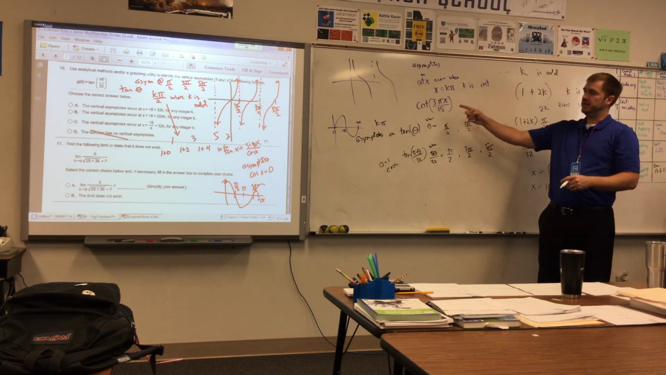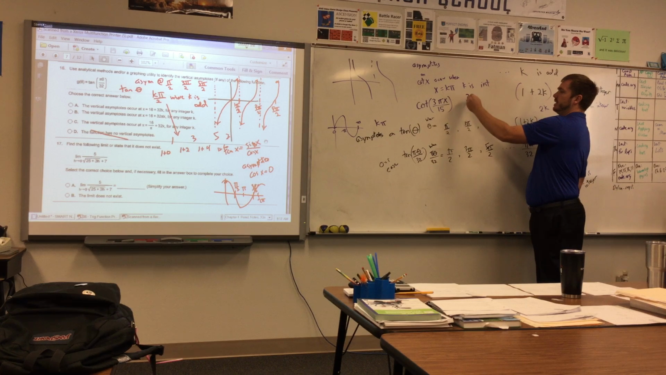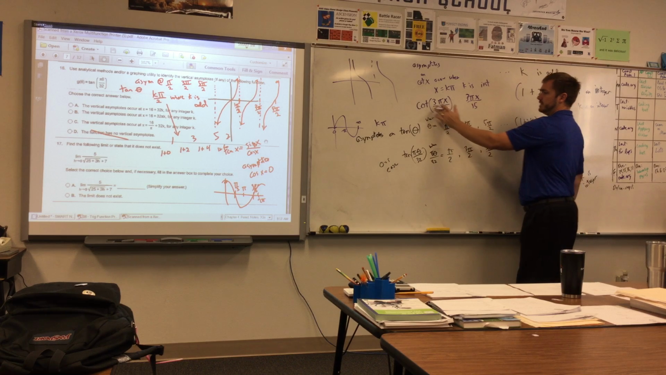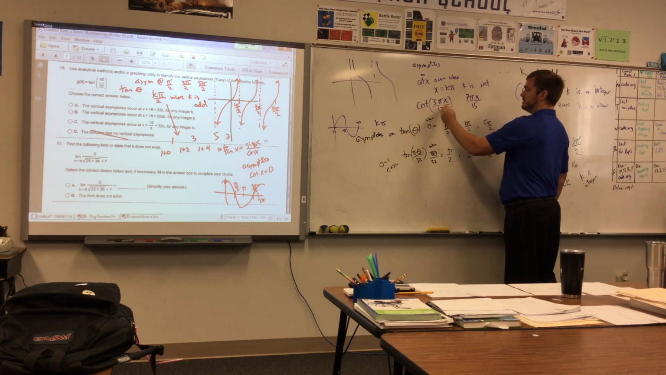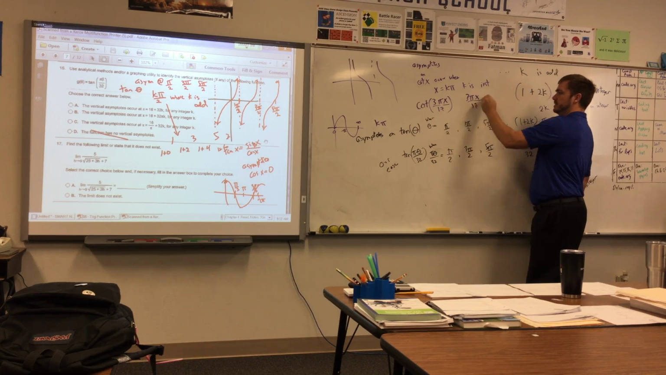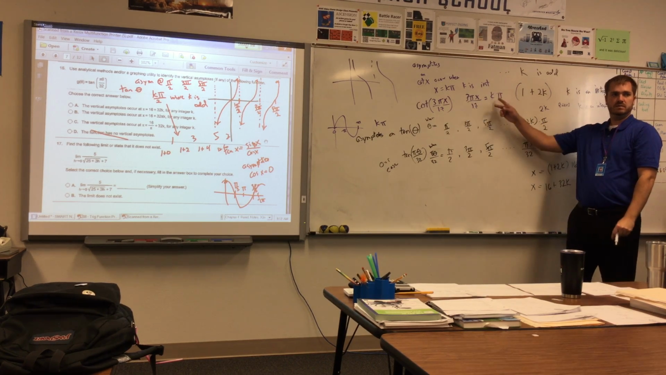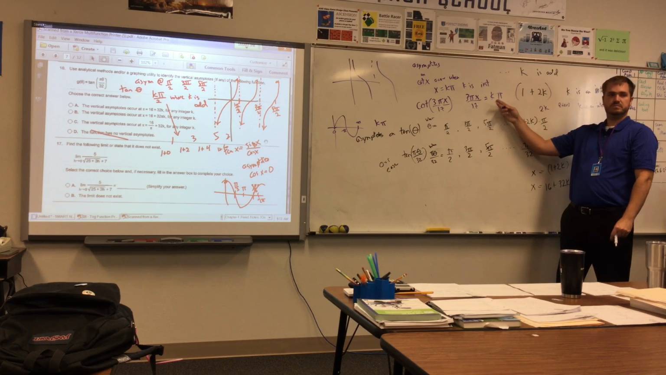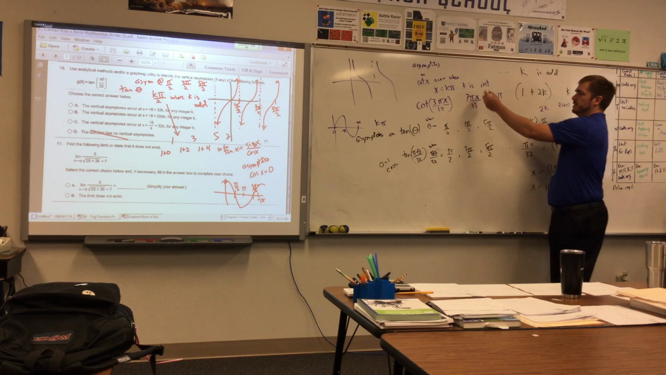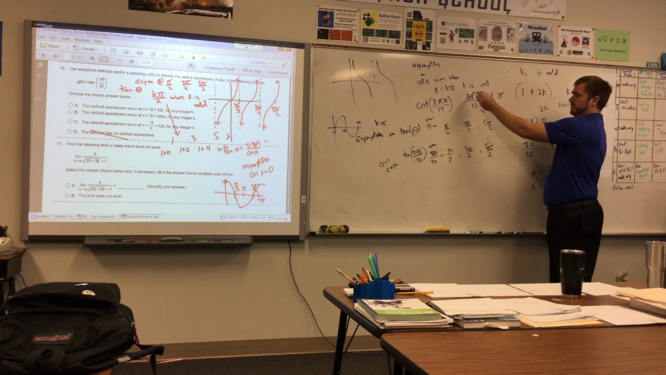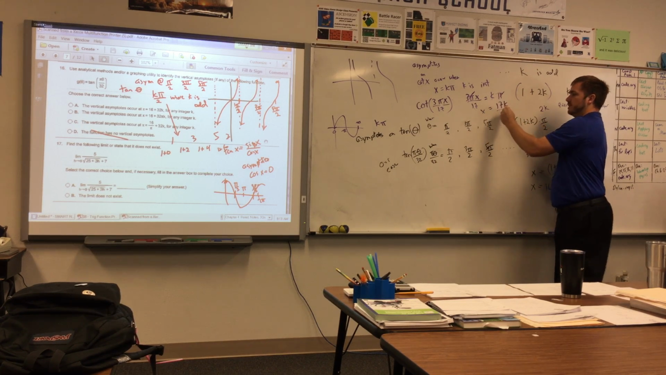Well, the asymptotes there are going to occur whenever 3 pi x over 17 equals k pi, whenever it equals those values, 0 pi, or 1 pi, or 2 pi, or 3 pi. And so you would just divide both sides by pi, multiply both sides by 17, divide by 3, so you'd have 17k over 3.